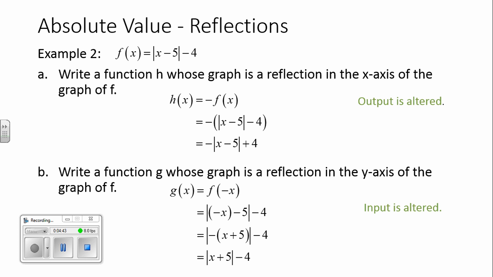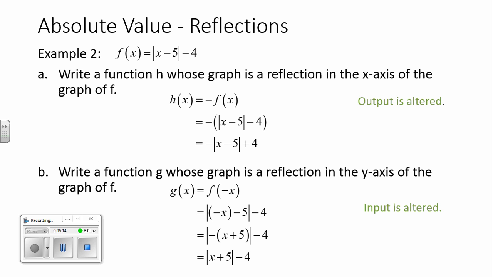at the origin. And then for this problem f of x, you would need to shift it to the right by 5 and shift it down by 4. So our f of x function is a V shape where the vertex has the coordinates 5, negative 4. So part A, they ask you, write the function h whose graph is a reflection in the x-axis of the graph of f. Okay, so when I want to flip it over the x-axis, I'm going to be putting a minus sign out in front of the equation.